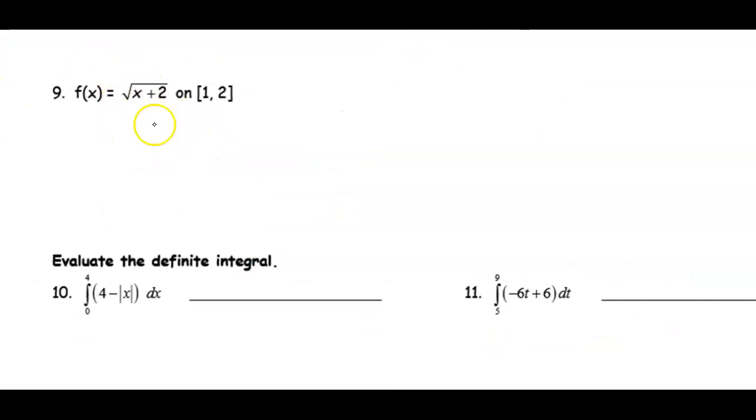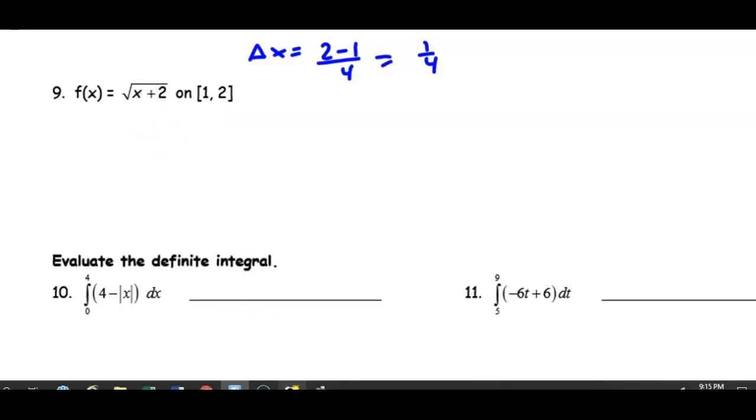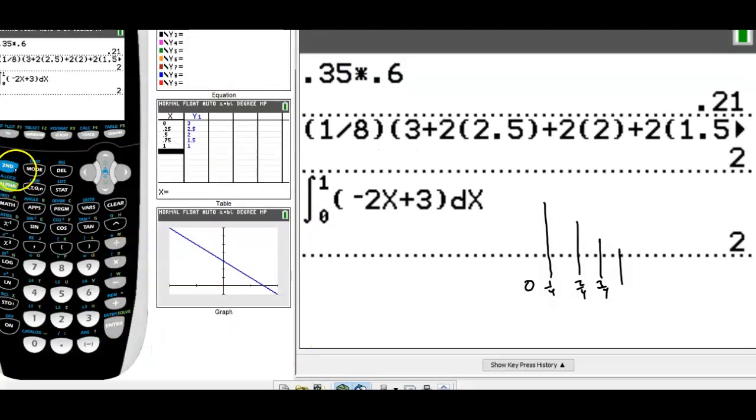Number 9, same type problem. Let's see here. So again, first I'm going to find delta x first. So I'm going to do 2 minus 1 over n, which is the same. N is going to be 4 again because of the directions. So 2 minus 1 is 1, 1 over 4. So 1/4 is delta x. So I'm going to graph this real quick. Square root of x plus 2.